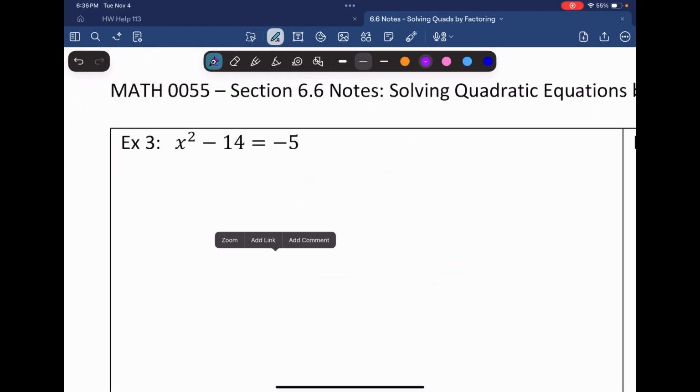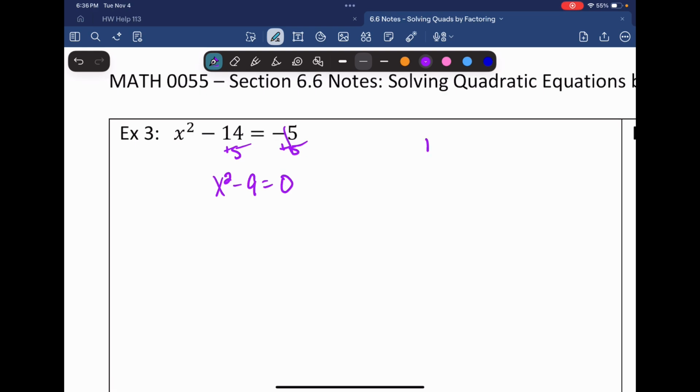All right, get this function to equal 0. We're going to add 5. Okay, so we get to this point. I've got x squared minus 9, and there's no GCF. But you only have two terms, and it is still quadratic. It's got an x squared. So that means I'm looking for things like a difference of squares.